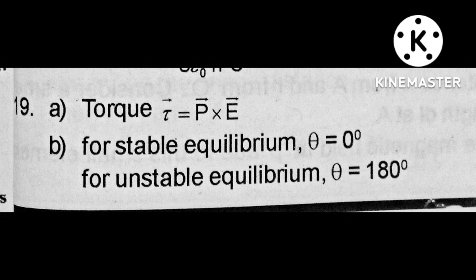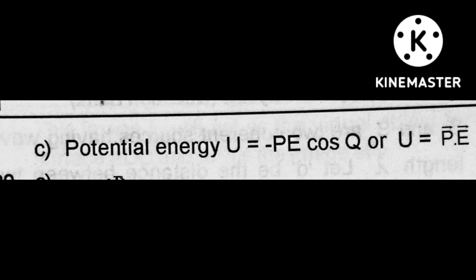Here the torque tau is equal to P cross E, and the derivation we have already explained in the last video. And for question B, for stable equilibrium theta should be 0, and for unstable equilibrium theta should be 180 degrees. Also the potential energy U is equal to minus PE cos theta, or U is equal to minus P dot E. Today we have completed the question papers of March 2020 and June 2019 of the chapter Electric Charges and Fields.